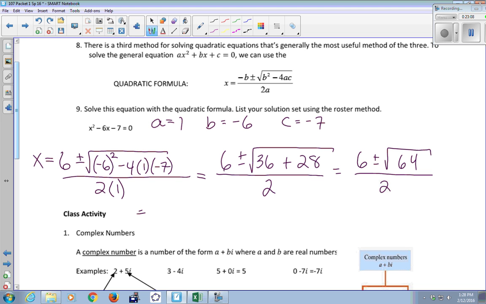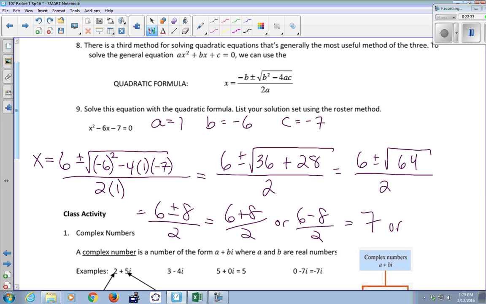8. So this becomes 6 plus or minus 8 all over 2. And then the plus or minus means actually do both. Do 6 plus 8 divided by 2, or 6 minus 8 divided by 2. So 6 plus 8 is 14 over 2 is 7. 6 minus 8 is negative 2 over 2 is negative 1. So that's the quadratic formula. Yeah.